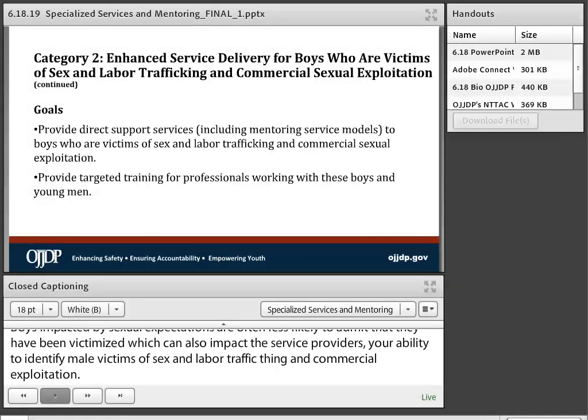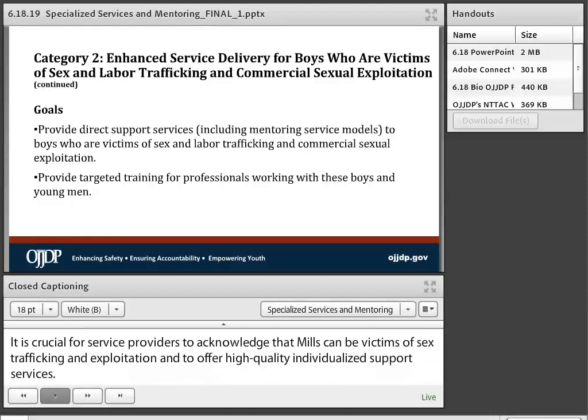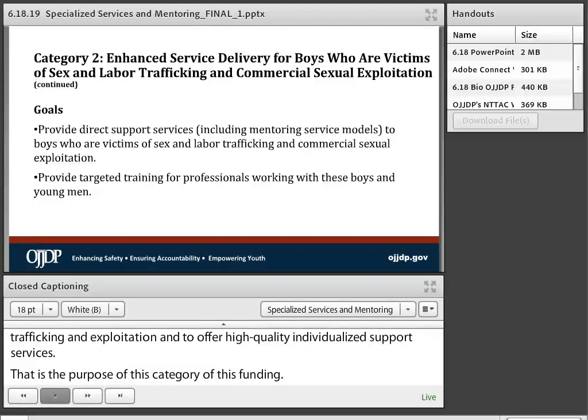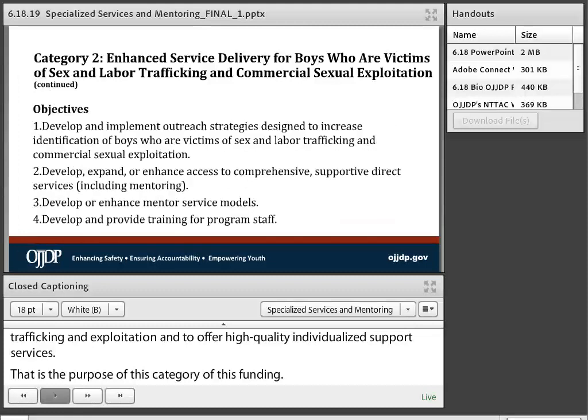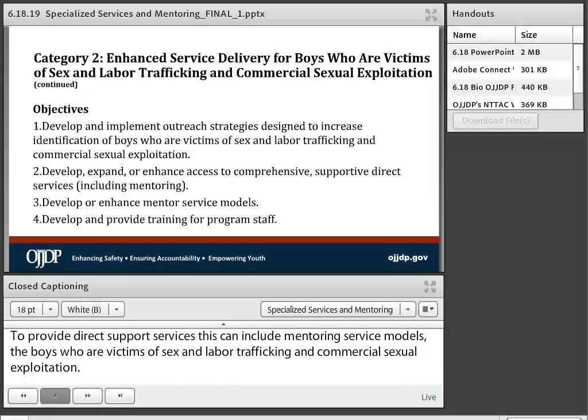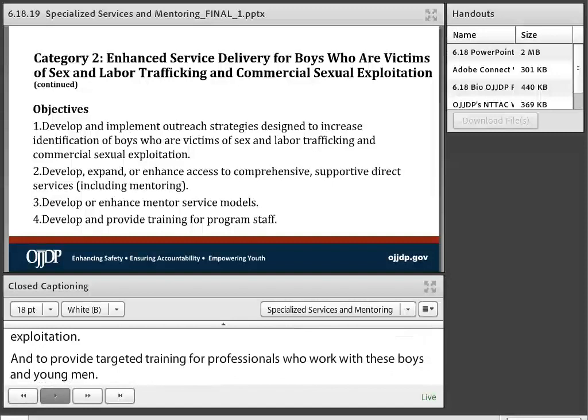And that is the purpose of this category of funding, to provide direct support services. This can include mentoring service models to boys who are victims of sex and labor trafficking and commercial sexual exploitation, and to provide targeted training for professionals who work with these boys and young men. The specific objectives under Category 2 are to develop and implement outreach strategies designed to increase identification of boys who are victims of sex and labor trafficking and commercial sexual exploitation.